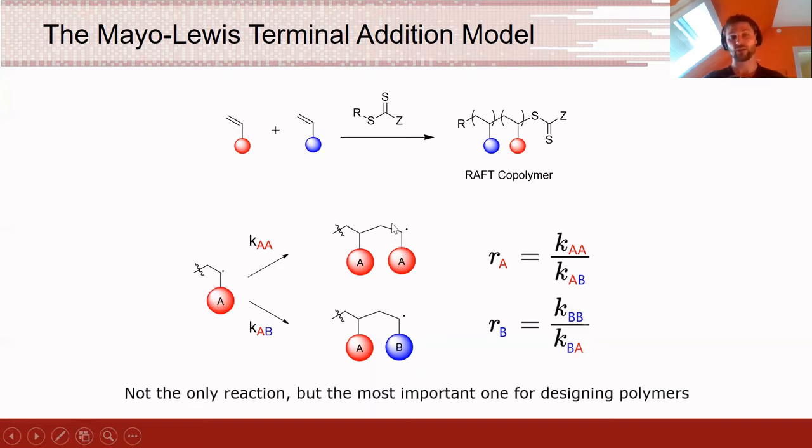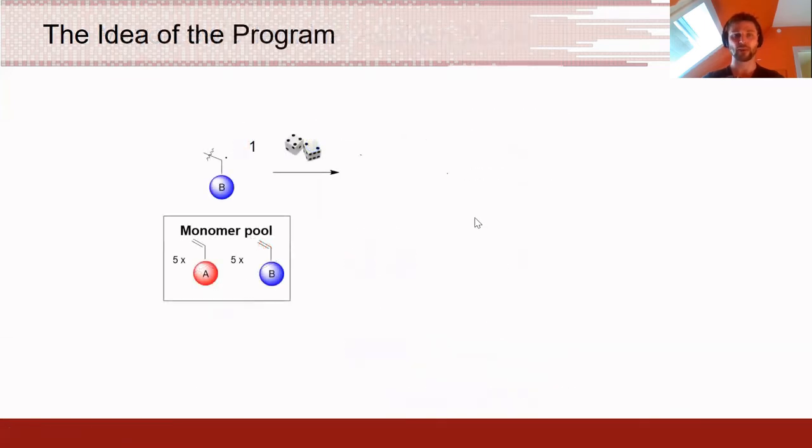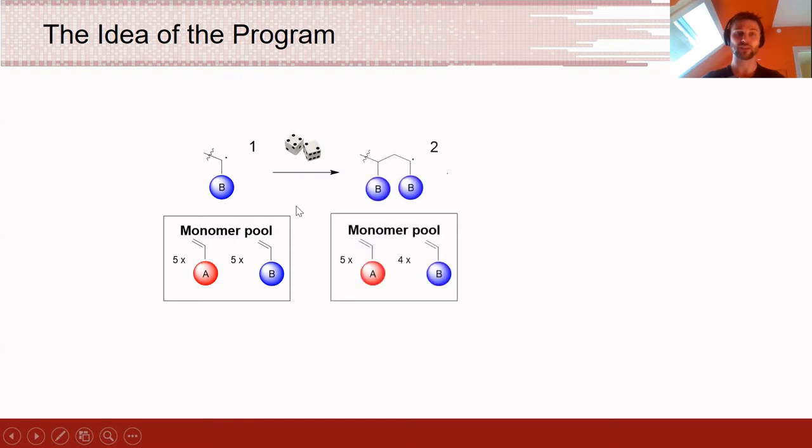I have to say that, in terms of radical reactions, this is definitely not the only reaction taking place in the reaction mixture, but it is the most important one in this scenario, and especially when designing polymers. So the way that the program works is that we have a preset monomer pool where you put in a number of monomers, and then, with the reactivity ratios known, use a random number generator to statistically choose a value. So it'll either end up homopropagating or cross-propagating.